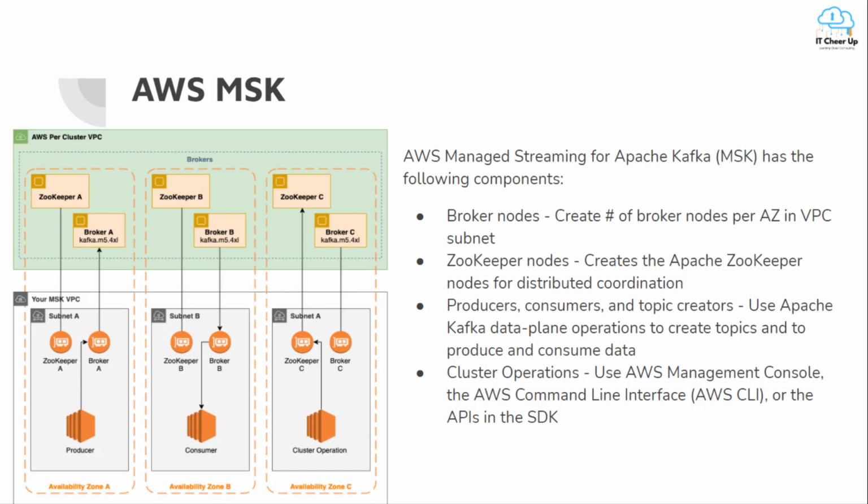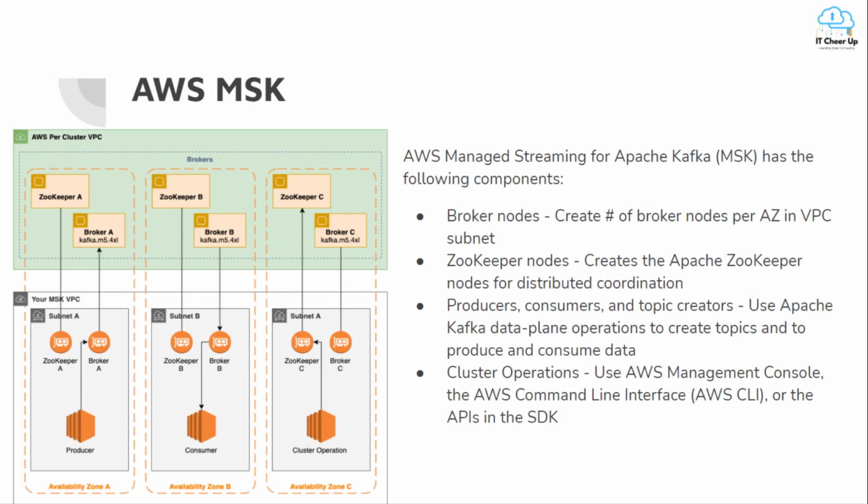It lets you use the Apache Kafka data plane operations, such as those for producing and consuming data, so you can lift and shift your existing applications, tooling, and plugins from on-prem Apache Kafka into AWS without requiring changes to the application code.